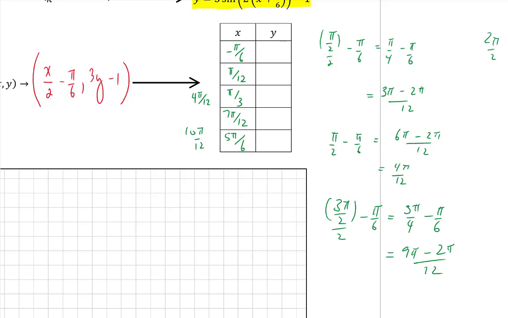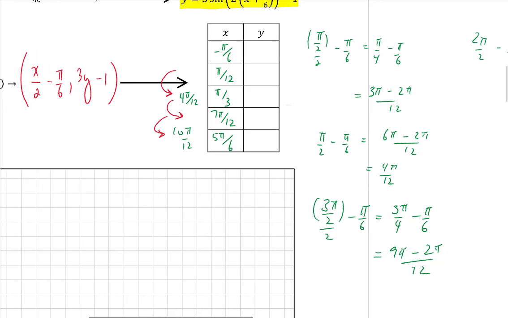So why did I keep these as 12? Notice that it goes from pi to 4 pi over 12. So that's an increase of 3 pi. The next one goes from 4 pi to 7 pi. That's an increase of 3 pi. And 7 pi to 10 pi, again an increase of 3 pi in the numerator. So it's still following a pattern, and that's how you can check your work.